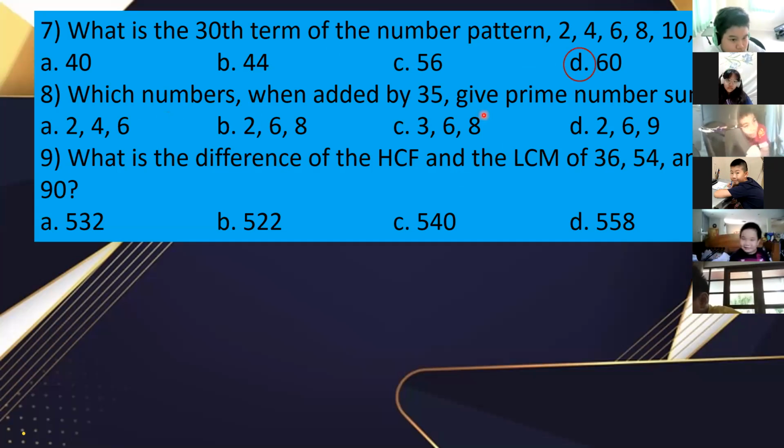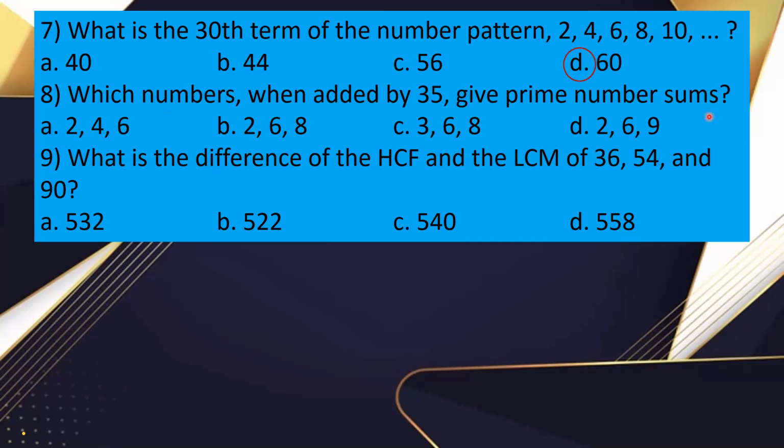Which number when added by 35 give prime number sums? Sums means the answer in addition. So when added by 35, give prime numbers sum. Which of these? A, B, C, or D? Which numbers, when added by 35, gives prime number sum?